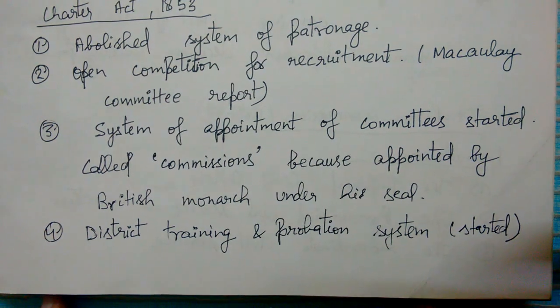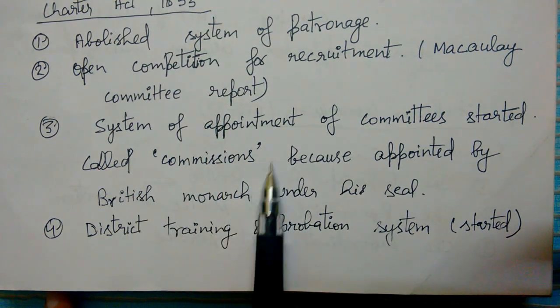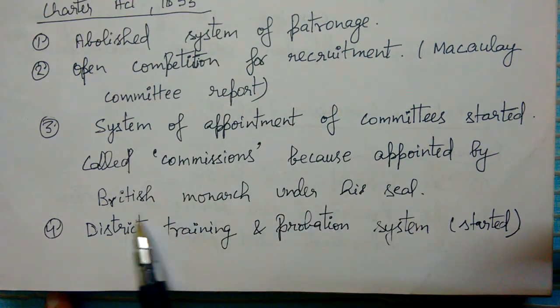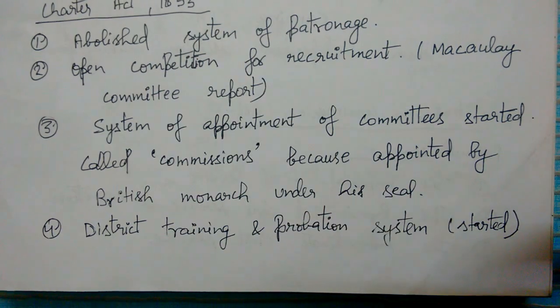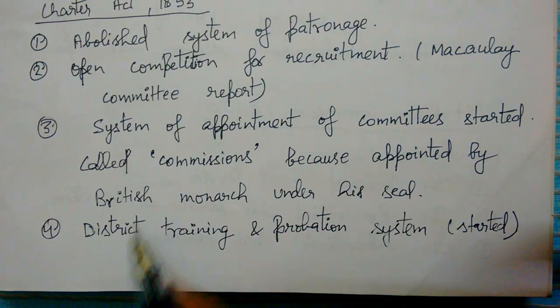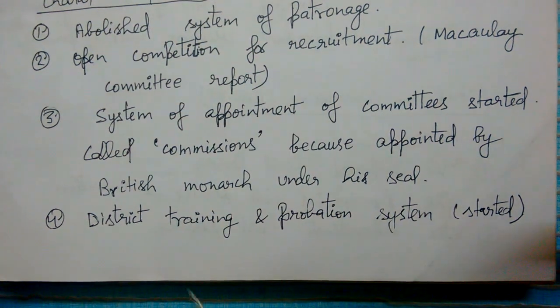So from here this committee system started, and the committees were called commissions. Why were they called commission? Because they were appointed by the British monarch under his seal. That's why they are called commission. I don't know what the weird logic behind this is, that if the British monarch appoints it, it will be called commission, but still this is the reason.